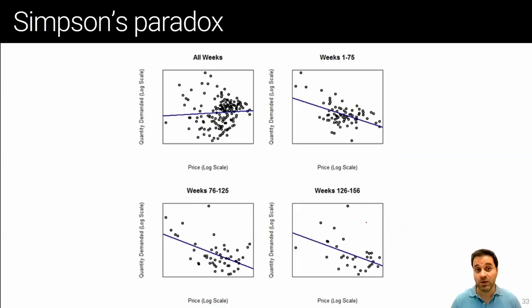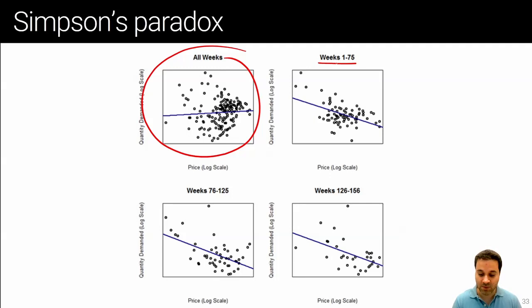So what we could do is, for example, instead of looking at data from all weeks over here, split the time in different groups. So for example, weeks 1 to 75, 76 to 125, and beyond that. And if we plot the data only within these groups, we see that there is indeed this negative correlation between the price of the phone and the demand for the phone. So this is a case in which Simpson's paradox is also at play, in which the relationship between these two numerical variables, price and quantity, depends on another numerical variable, which is the time.